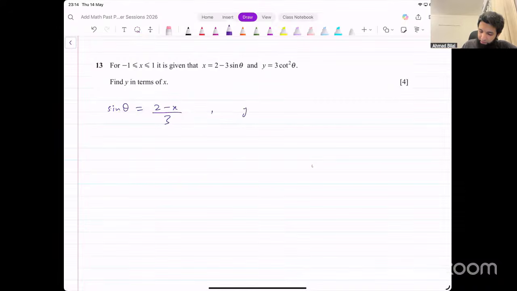In the other equation, we have 3 cot squared theta. Let's simplify that a little. How can we simplify this? Cot is cos over sine, right? Cot is cos over sine.